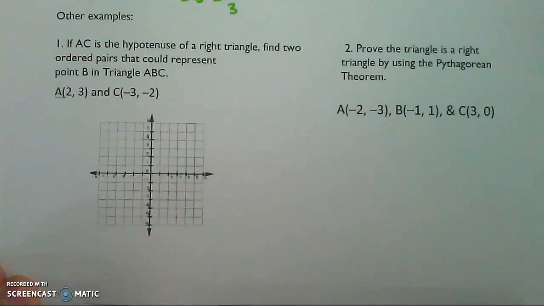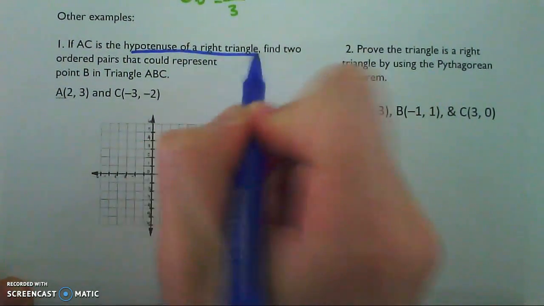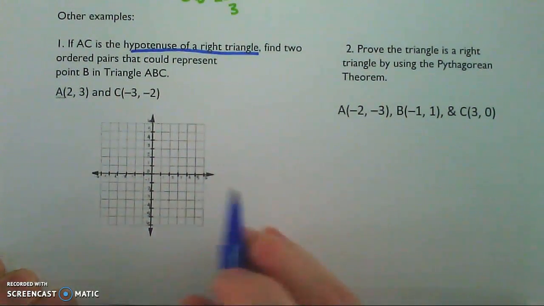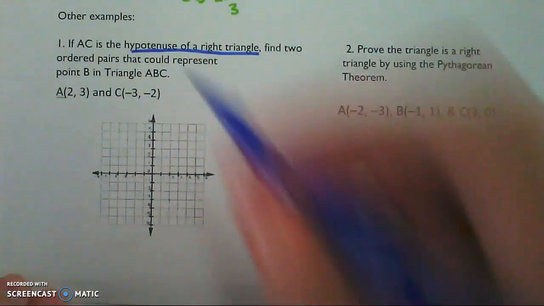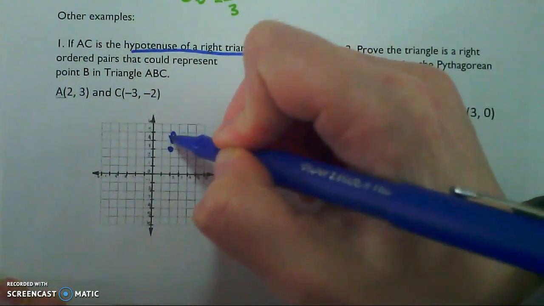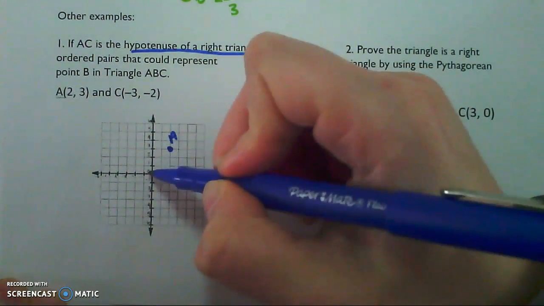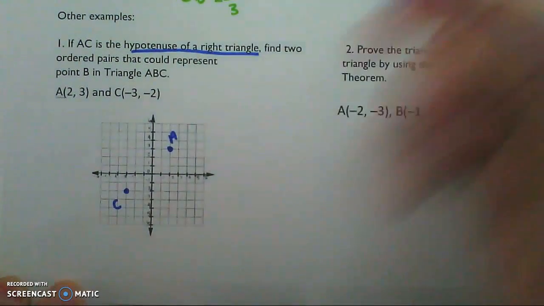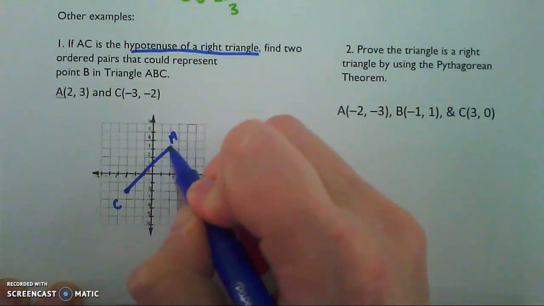Okay, so in this other example, if we read, it says that AC is the hypotenuse of a right triangle. Find two ordered pairs that could represent point B in the triangle ABC. So we'll go ahead and graph where A and C are located. A is at 2, up 3. Make sure you label it. And C is at -3, -2. So this is the hypotenuse of your right triangle.